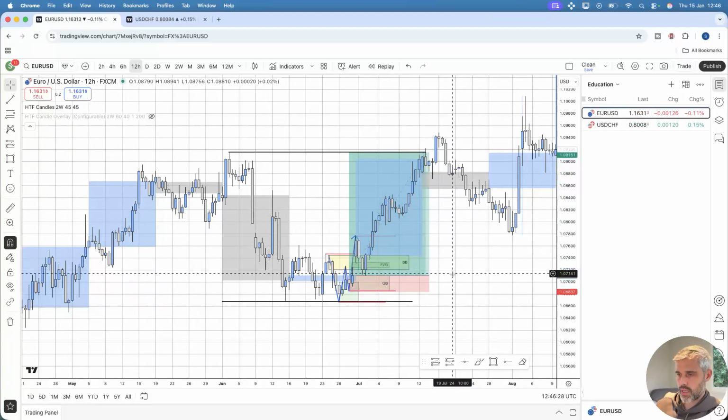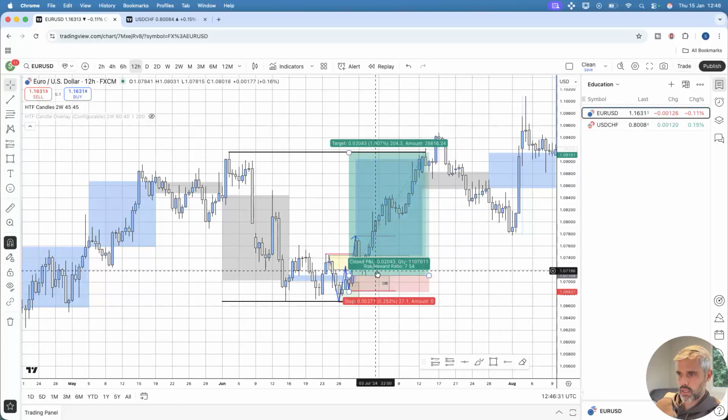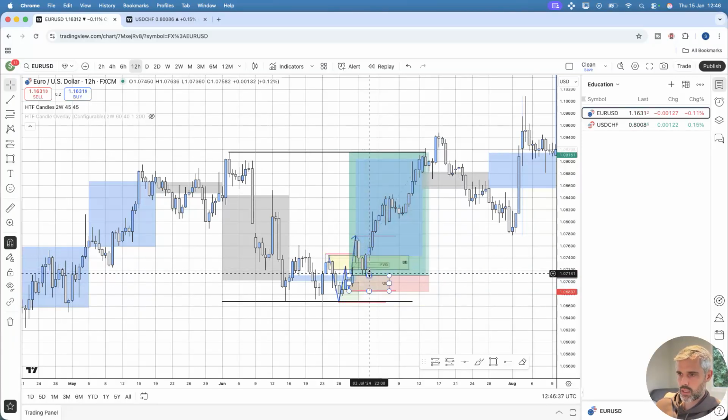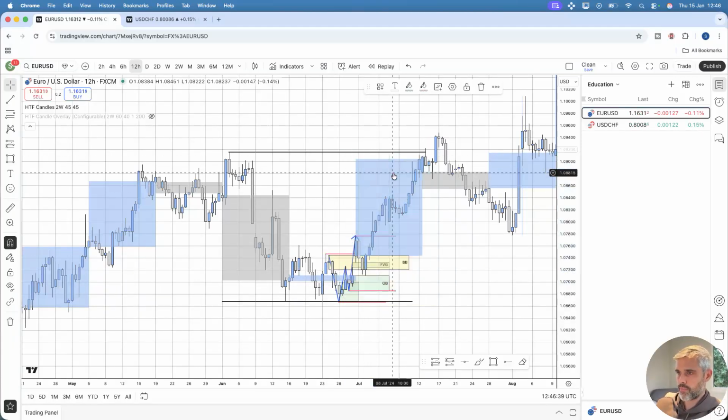The only risk in doing that is that you may find that your order block doesn't get tagged. So that's something to consider. But this is how you could use refinements from internal range liquidity to play out this swing trade idea.